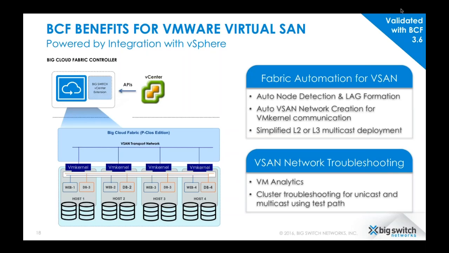And the other thing that we provide is cluster troubleshooting for unicast and multicast using a feature we call test path. Now, this is provided for both the network admins on the Big Cloud Fabric console, the GUI or the CLI, or using the REST API, and also for the VM admin through our plugin for the vSphere web client. It's a very important thing.